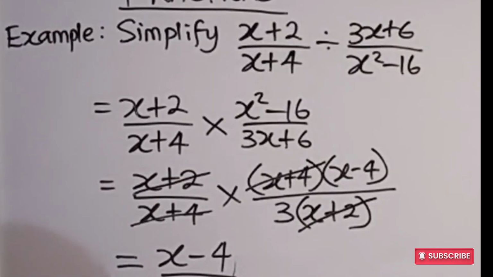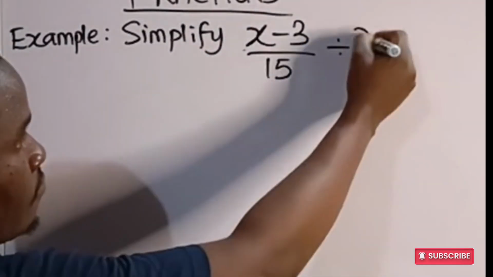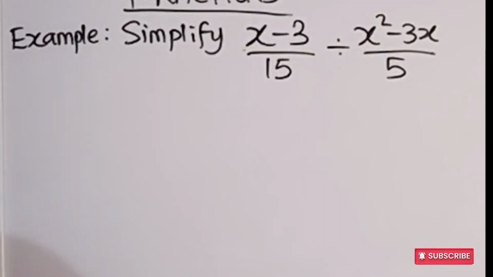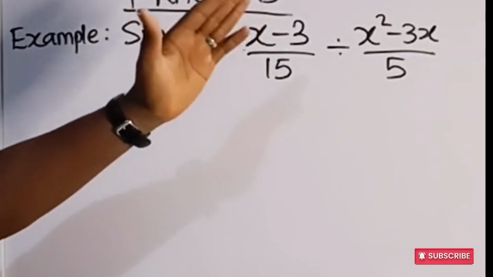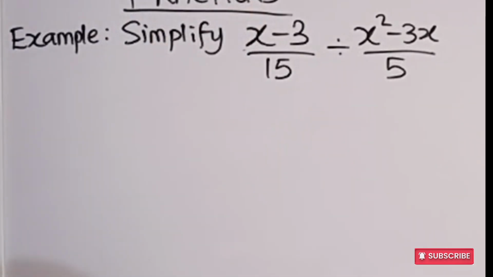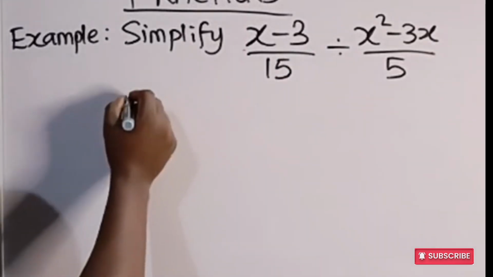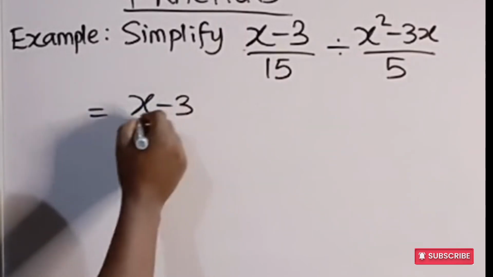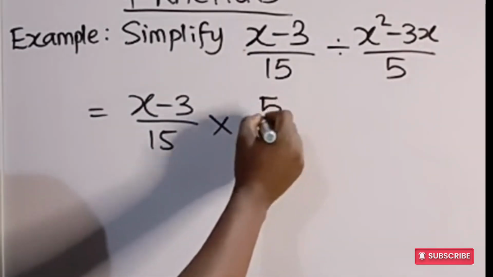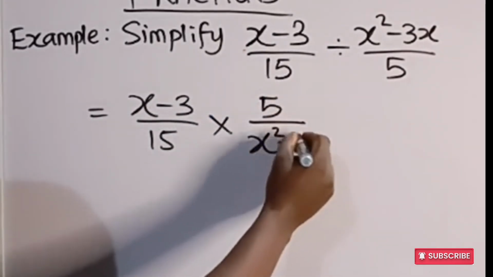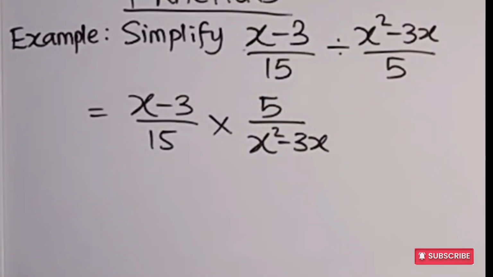So let's look at another example. This is a simple one. We have x minus 3 over 15 divided by x squared minus 3x over 5. Just as we did in the first example, the first thing we do is convert the division sign to multiplication, and then flip this second fraction. So we've done the first step.